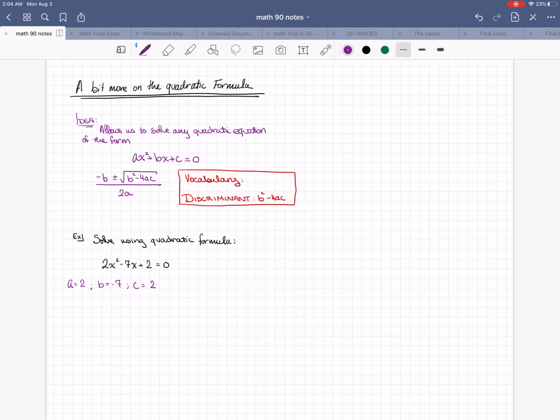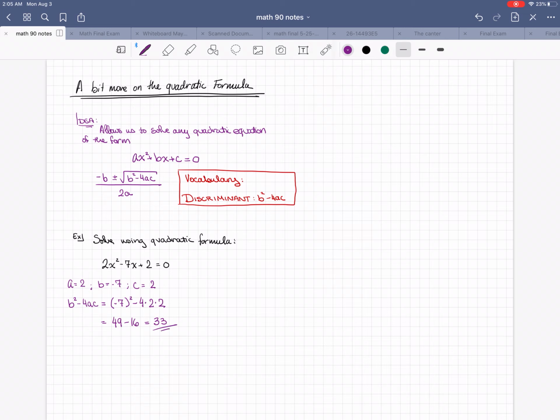And then looking at the pieces of our quadratic formula, I actually think that it's really handy to find the discriminant. That's the most computationally sticky part of this, so taking a second to do it separately is really helpful. So we have b squared, which is negative 7 squared, minus 4 times a times c. Negative 7 squared is 49, and then 4 times 2 is 8 times 2 is 16, so we have 49 minus 16, which is 33.